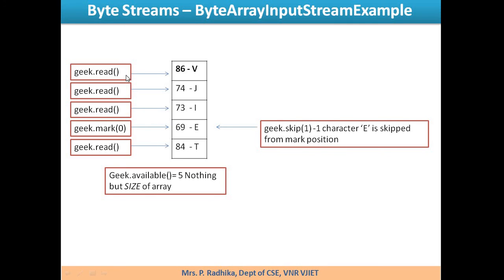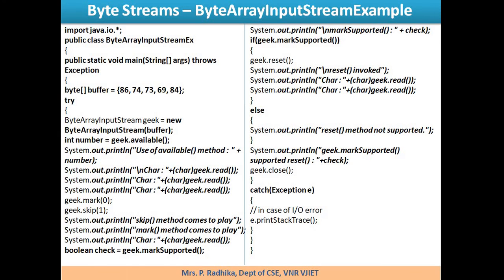So first of all, if we read and then mark here and then skip here and then read here, what is the output that we are going to get? VJIT. After that, when you reset, the output that you are going to get is E and T, if you read both characters. So that is what is being done in this program.